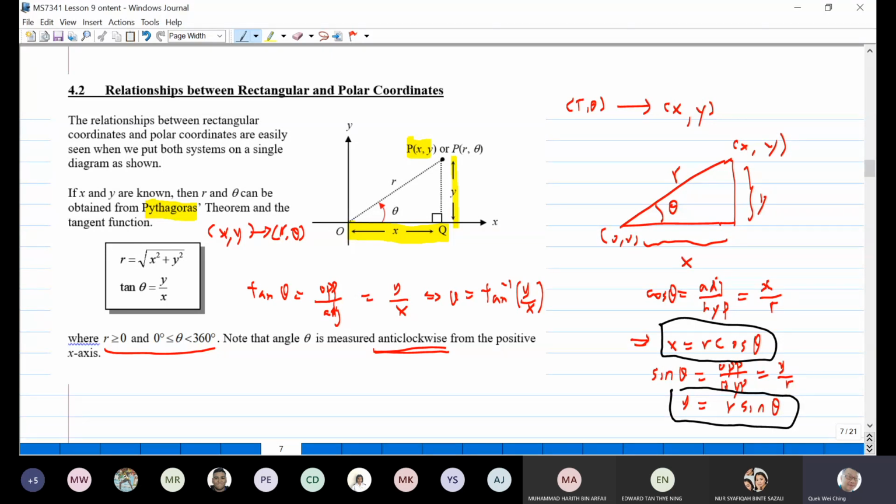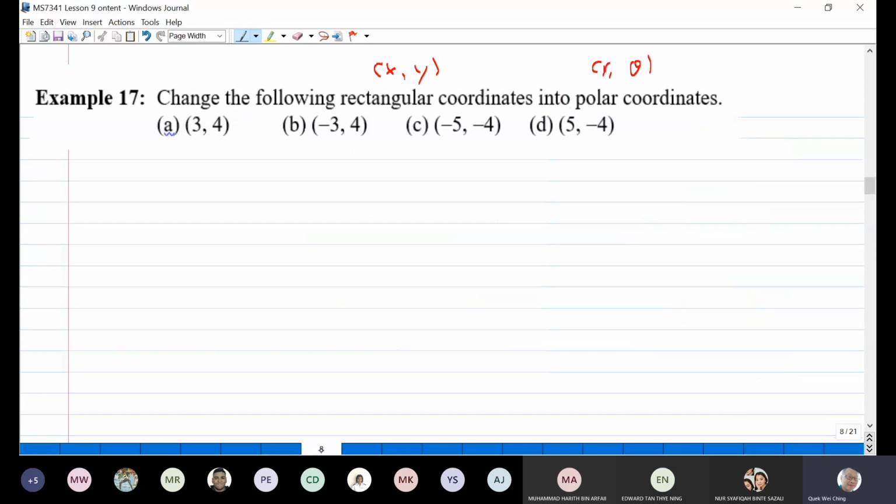Okay, go back. Exercise now. Example 17. And this is a hard example. Change the following in x and y to polar coordinate r and theta. So what you're given is x and y now. Then try to figure out what is r and theta from here. So first one is quite easy. So first one, A now.